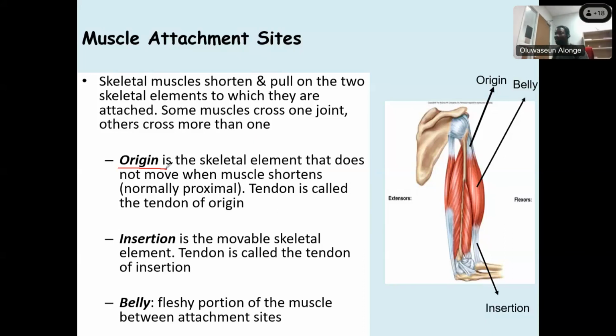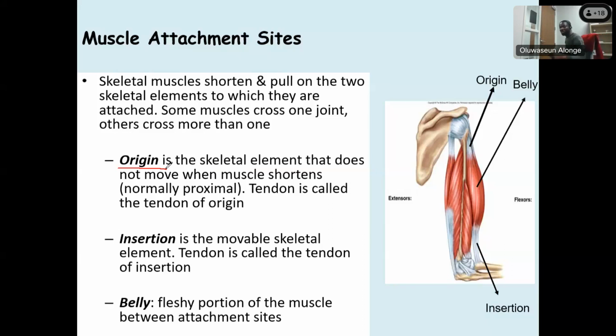Now, this is an analogy of the origin. Look at this door, for instance. If you look at this door, as I'm opening it now, there's a point on the door that does not move. That is the origin of the door. The point where the door has the hinge, that is the origin. That part does not move. However you move the door, that part is immovable. That is the origin. So every muscle also has that origin.